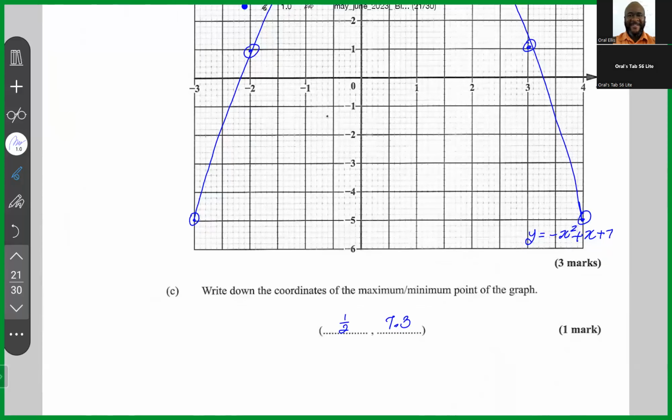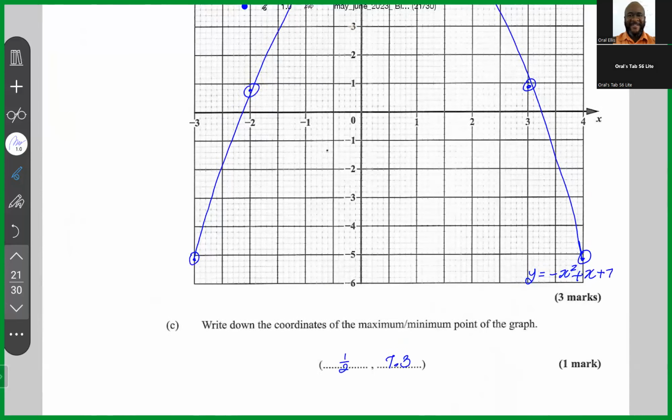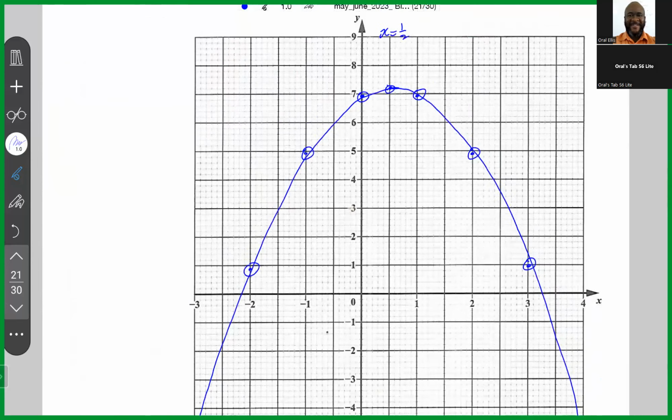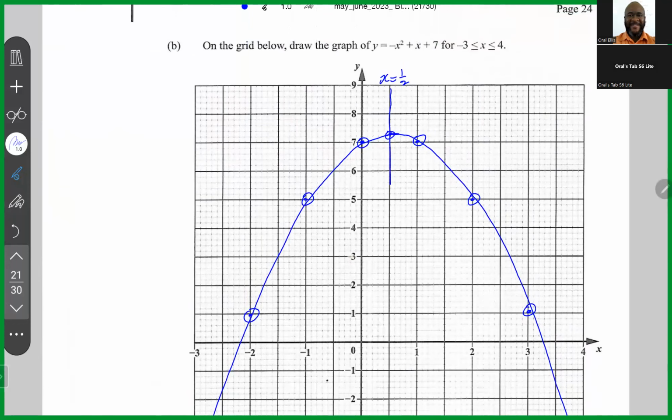Next, we're asked to write down the equation of the axis of symmetry of the graph. Now, the axis of symmetry is the vertical line through the turning point. So this would be my axis of symmetry. It's the vertical line through the turning point, and we already labeled it. It is the line x is equal to a half.